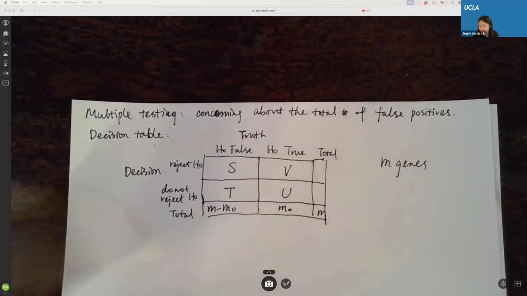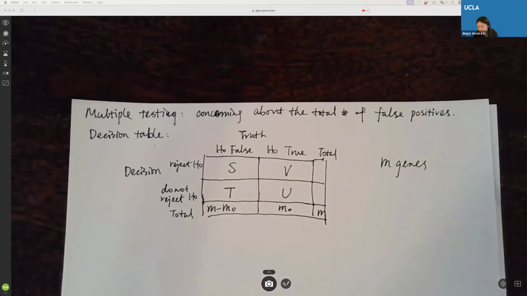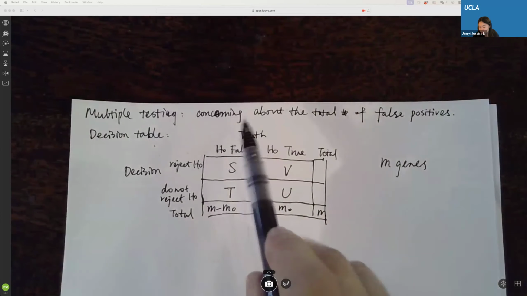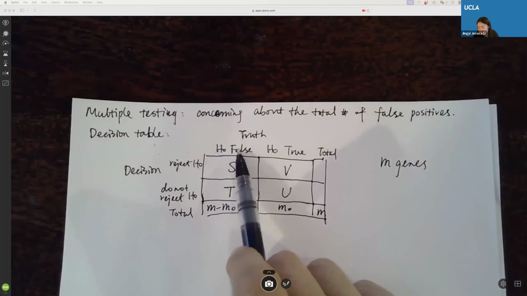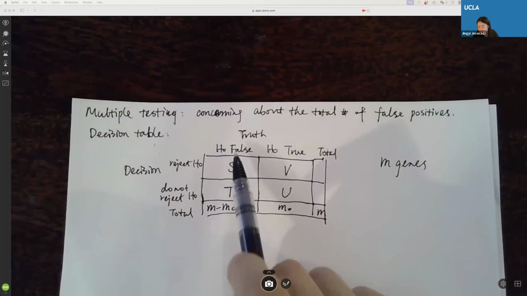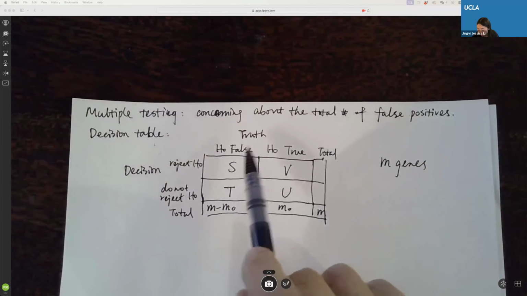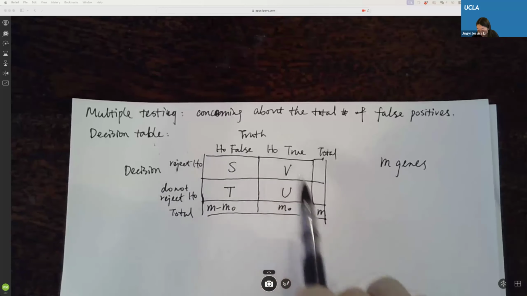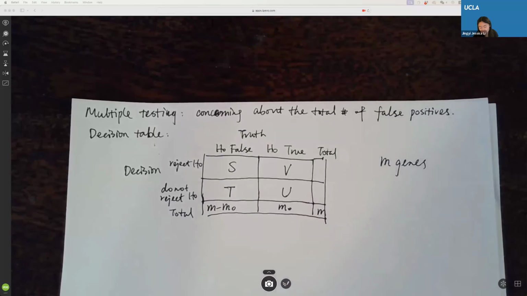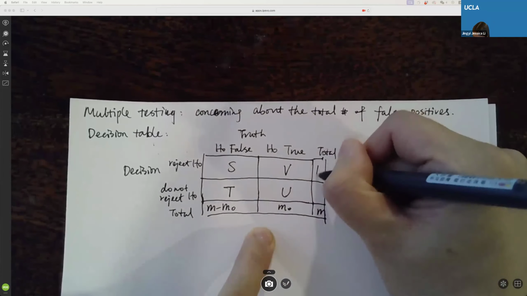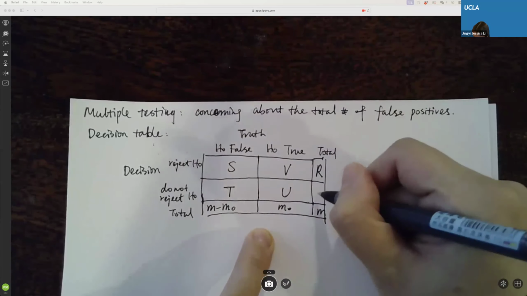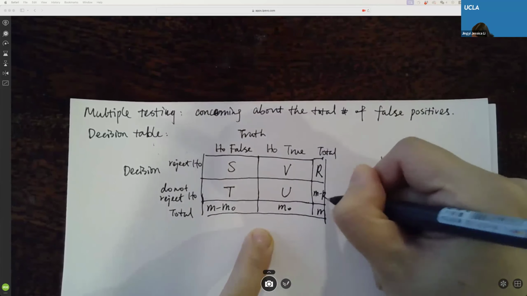And there are things we do correctly, and we call them S and U. S is the true positive, where H0 is false, the alternative holds, and we do that correctly. And U is true negative. So the null is true and we didn't reject it. We also denote the total number of rejections as R. And then this is M minus R.